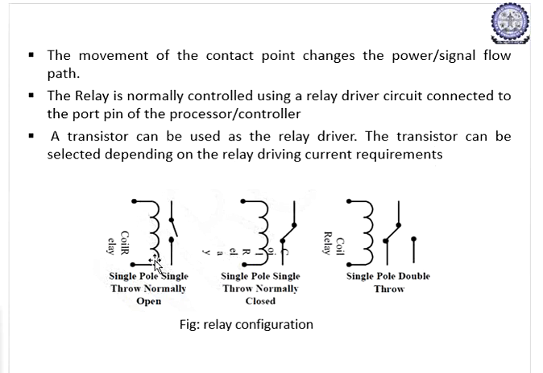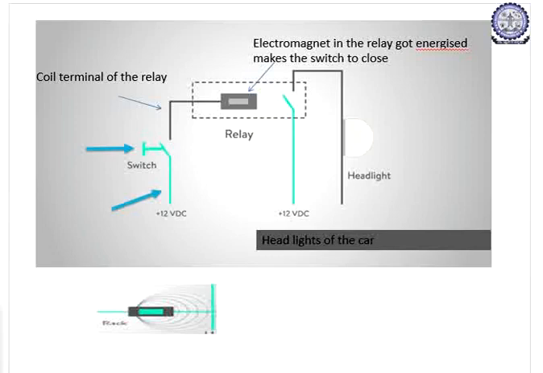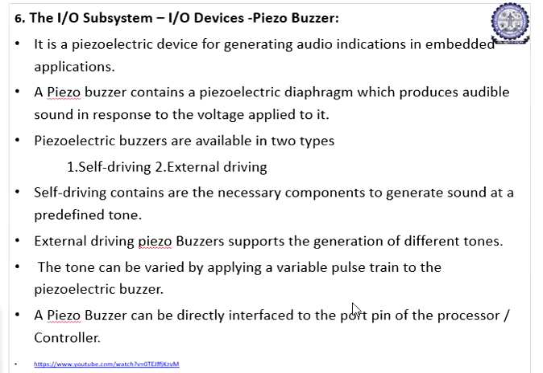Once the coil is energized, it starts generating the magnetic fields, so that the armature core will be closed, and it will be communicating with the headlight. This is one example that we are going to look into. So let us move to the next one, which is called the piezo buzzer.